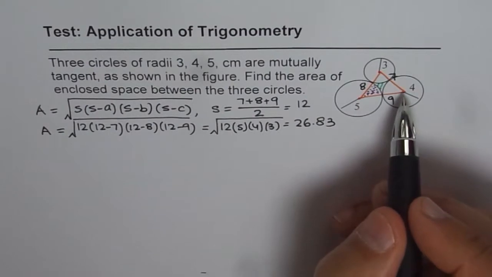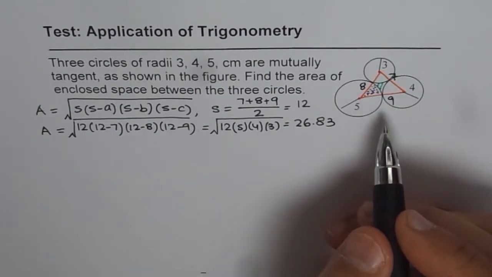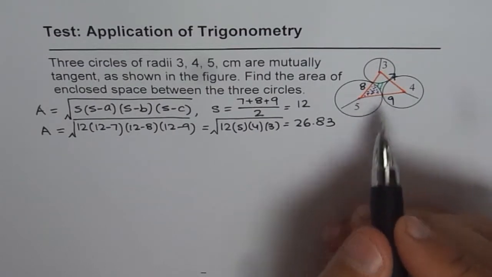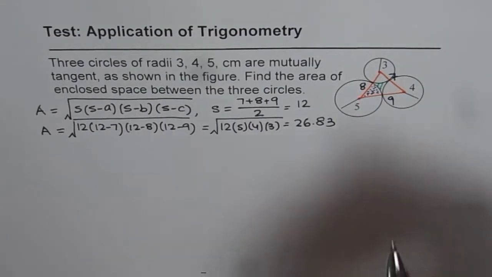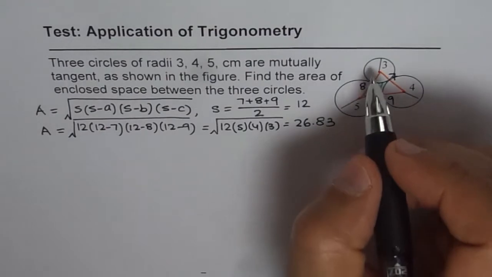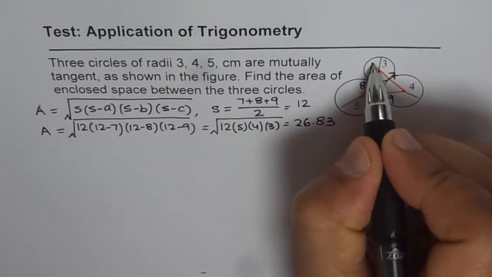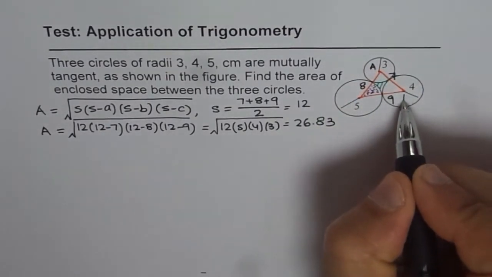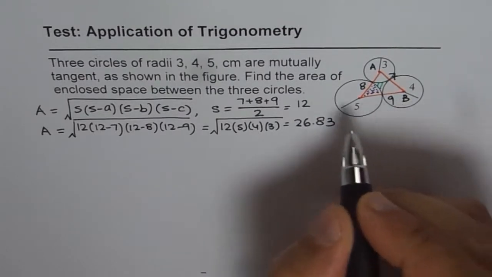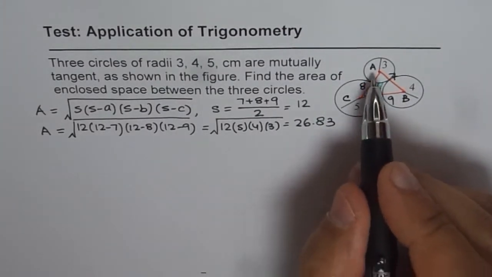Now to find the angles first, we can use the cosine law, right? So let's use the cosine law and find each angle. Starting with, let's say A is 3 for us, then 4. We write B here and C here, let us say. So that becomes a triangle.